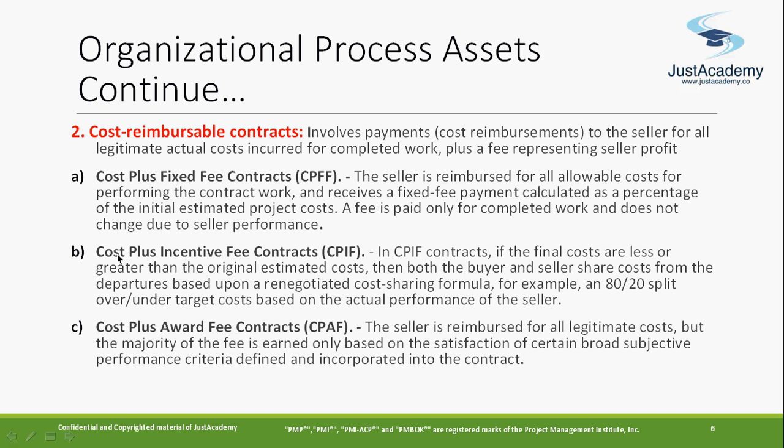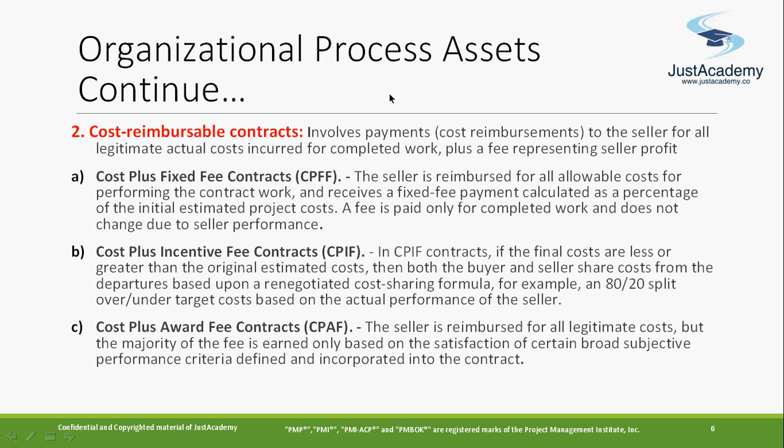Now another is called the cost plus incentive fee contract. Here the cost is the cost of the material, and they will definitely pay that, but the fee will be an incentive fee. Based on their performance, they can increase or decrease from the profit. So they can adjust that.